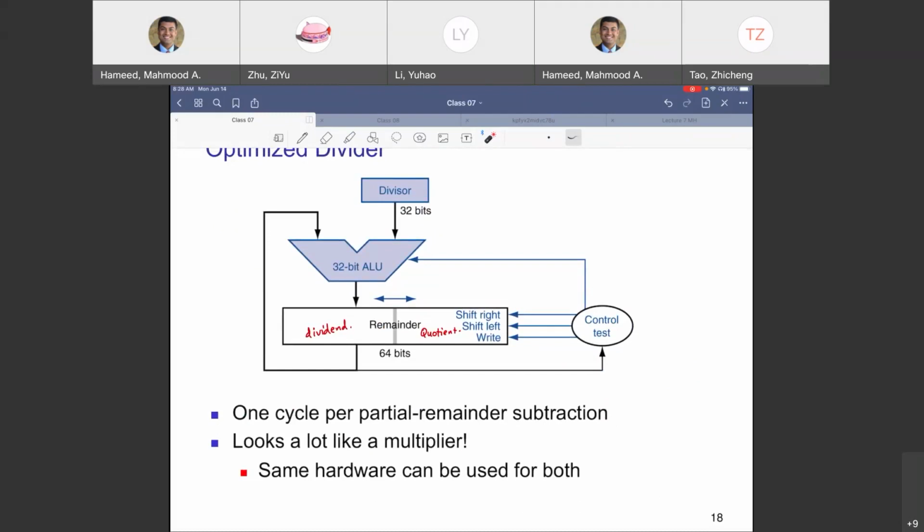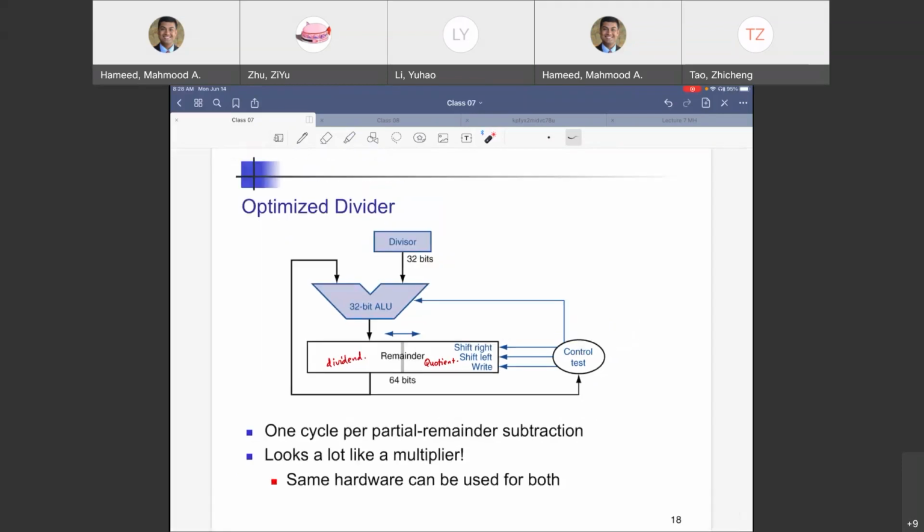Instead of divisor, we called it multiplicand. Instead of remainder, we called it a product register. That was it. We still were using 32-bit ALU. Over there, we were doing addition. Now we are doing subtraction. So what that means is we can use the same hardware to do multiplication and division. We are just going to treat those registers differently for different purposes. All right. So this completes your division.